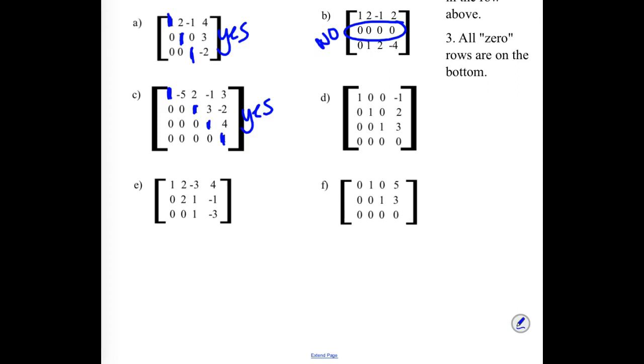How about D? That is a yes. Okay? Each row starts with a 1. You have a row of zeros, but it's at the bottom where it needs to be, and your 1s move to the right as you move down. For E, no. Why not? The 2, right there. Okay? The very first number in that row that's not a 0 has to be a 1, not 2. All right? And the last one? Is that yes or no?